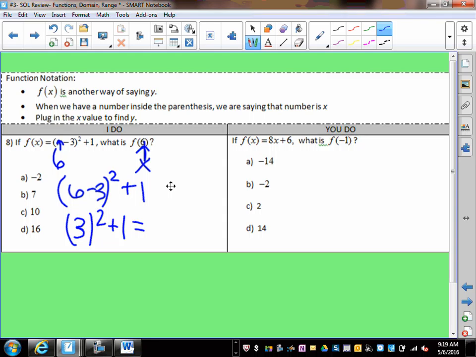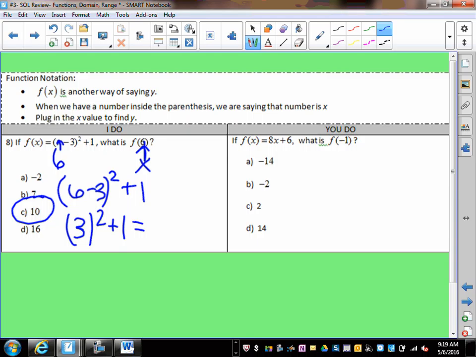Always use your calculator to help check your answers. What do we get? So we agree? Yep. Good. And is your answer first? So anytime that they ask for f of a number, you're just taking that value and putting it in.